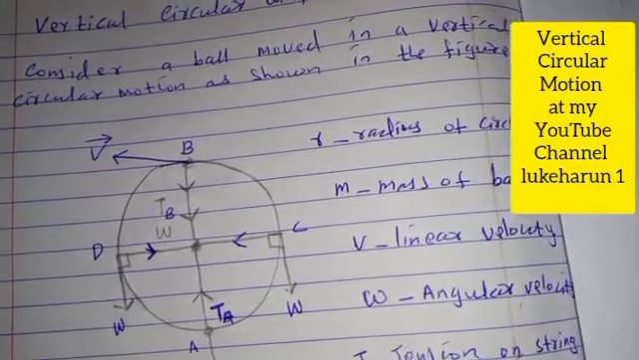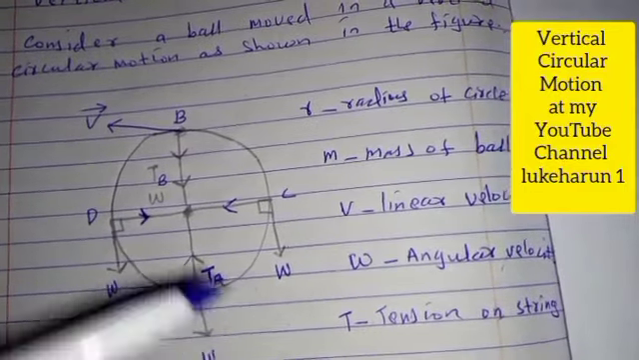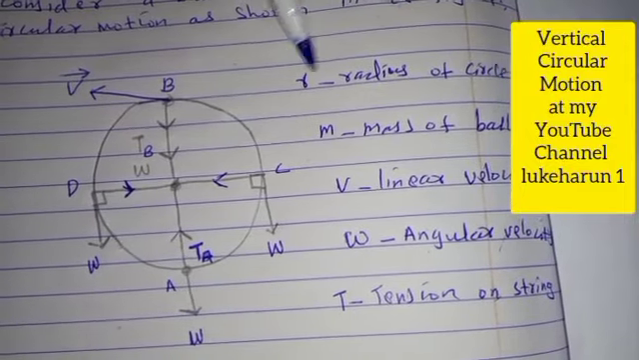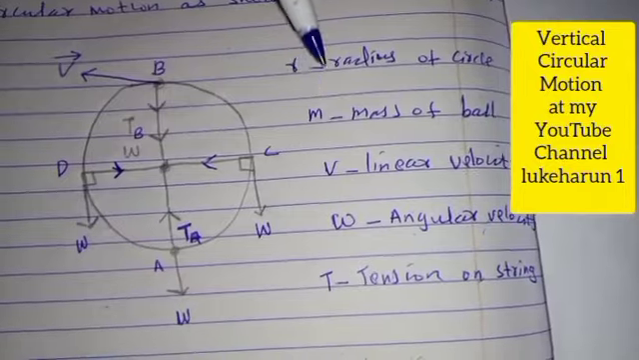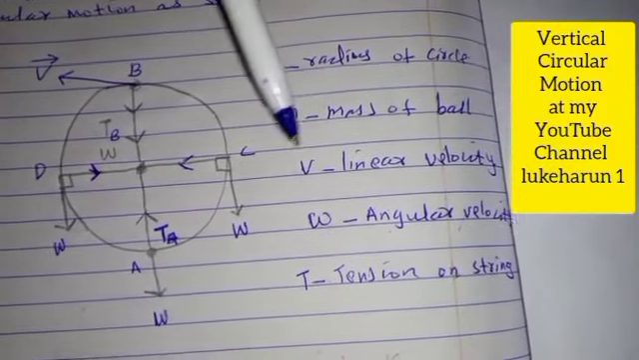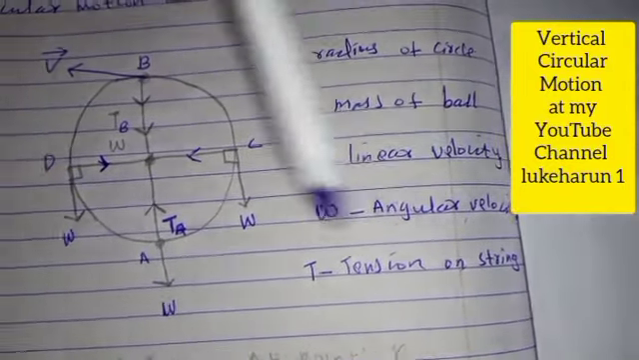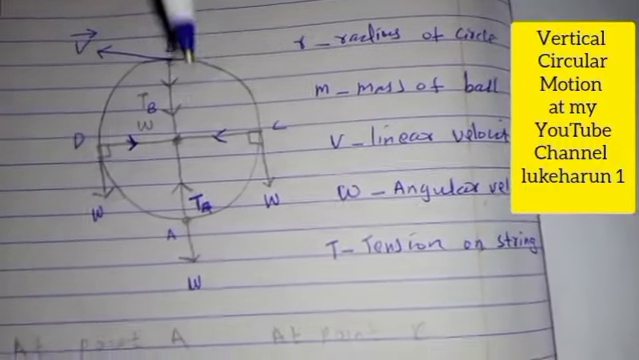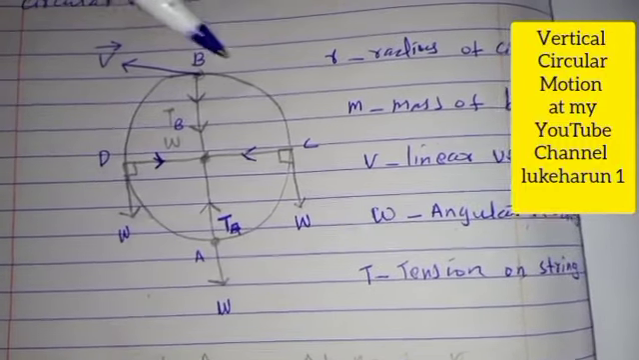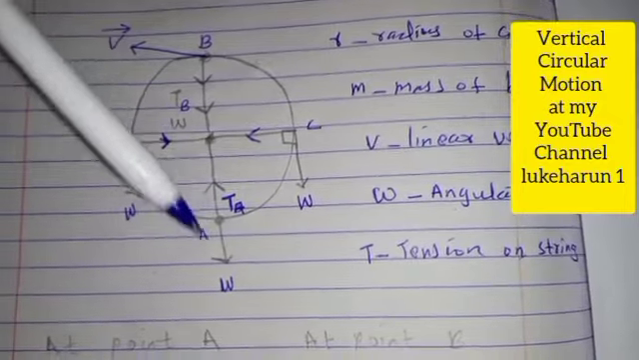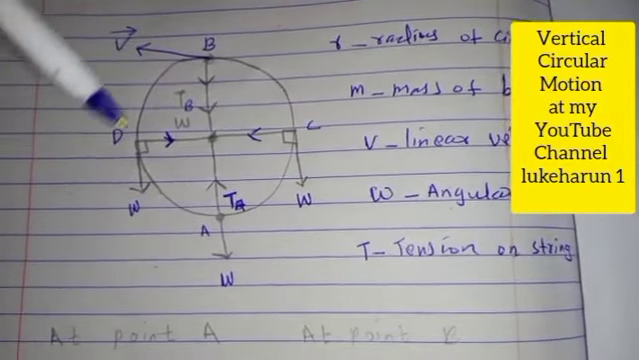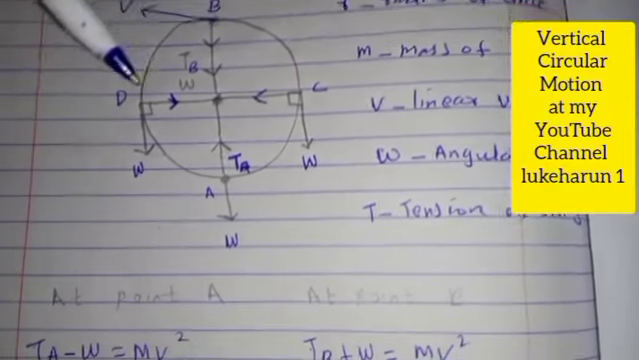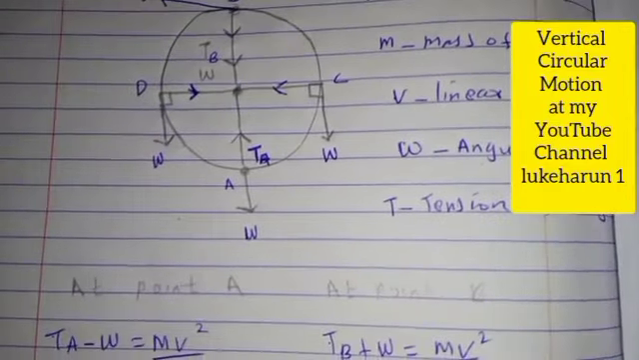So in our explanation, we are going to let small r be the radius of the circle, m is the mass of the ball, v is the linear velocity, omega is the angular velocity, and T is the tension on the string. Then we are going to consider points A, B, C, and D. We will begin at point A.